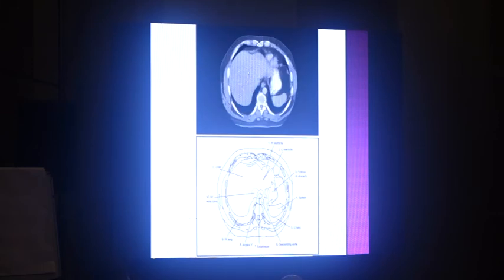Again, liver, right ventricle. Now we can see the fundus of the stomach with contrast, with air. We can see the spleen. We can see the right lung as well as left lung bases. Okay. We can see the ribs. These are the ribs. And the uppermost part is the sternum. Okay, next.